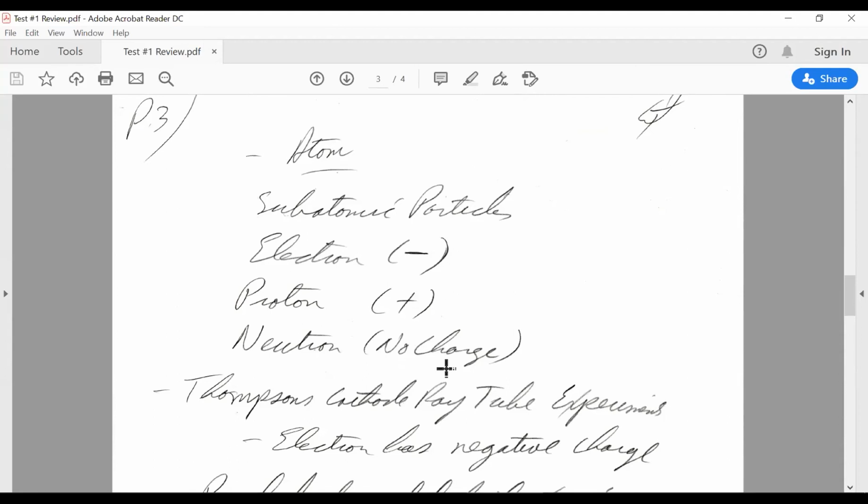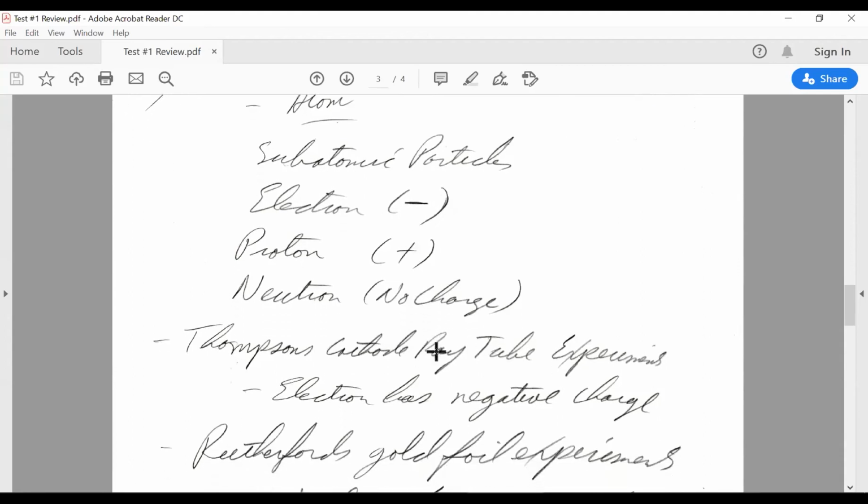And those are electron, proton, neutron. Electron has a negative charge, proton has a positive charge, neutron has no charge. And on test, I think it was test 1, I asked you 2 points each, or 6 points total. Give the subatomic particles of an atom, and those are electron, proton, neutron.